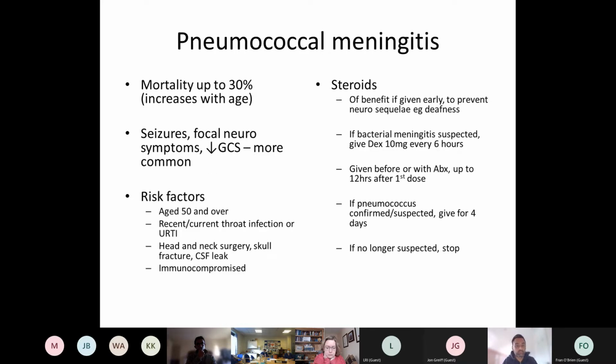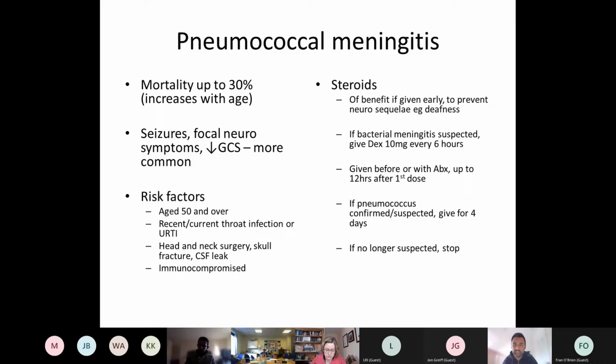So just to summarise about pneumococcal meningitis, the mortality is up to 30%, so it's actually pretty high, and it increases with age and other comorbidities. Presentation can be with seizures, focal neurological symptoms and low GCS. These are actually more common than meningism symptoms, so don't be put off by the lack of meningism symptoms. Risk factors are older age, recurrent upper respiratory tract infections, head and neck surgery, skull fracture and CSF leak, and if they're immunocompromised. So a slightly different sort of cohort of patients than Neisseria meningitidis, which is your younger age group, people in close proximity to each other, halls of residence, students, that kind of thing.